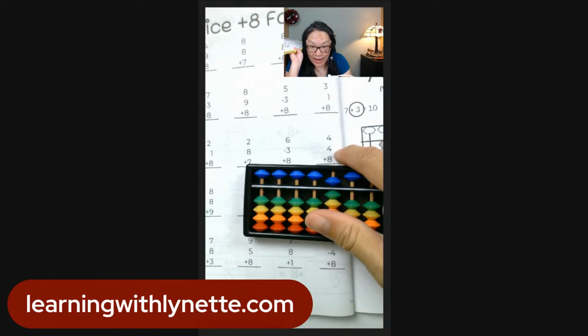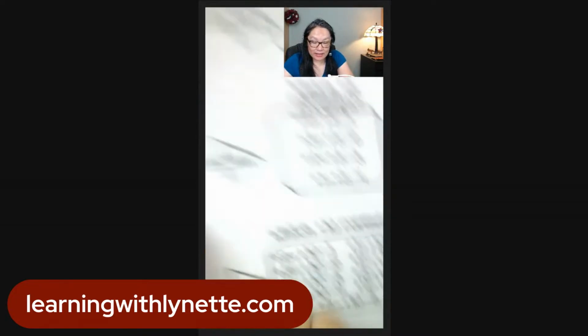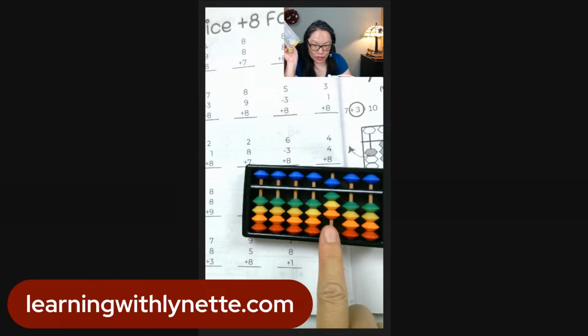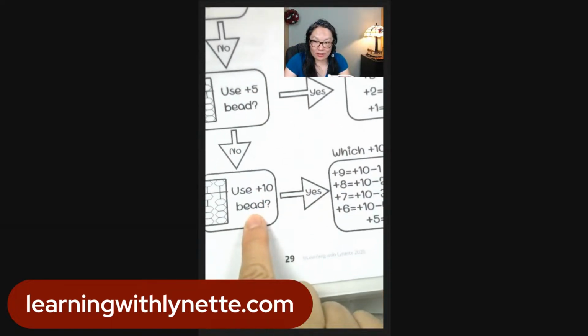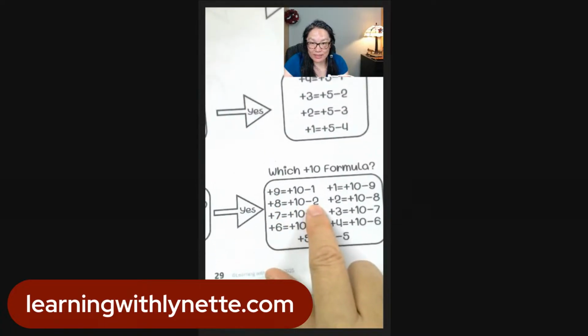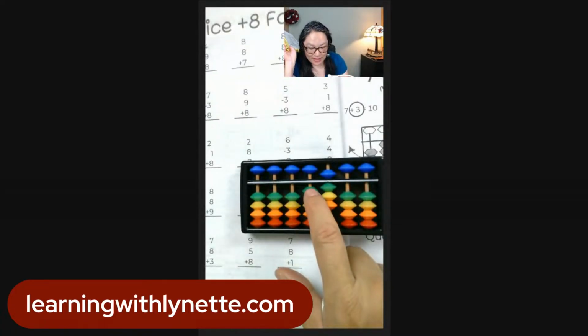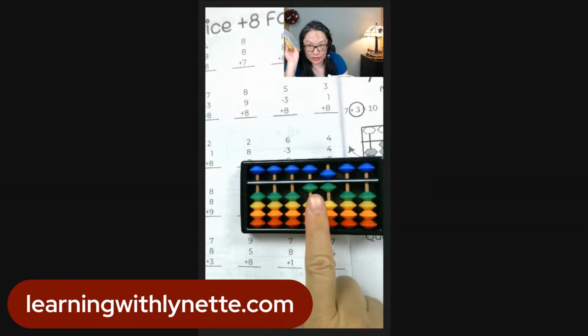And then I need to add the 8. Is there enough to add the 8? No, there is not enough to add the 8. So what do I do? I go here. To add the 8, I have to plus the 10 minus the 2. So I plus the 10 and I take away the 2. So my final answer is 16.